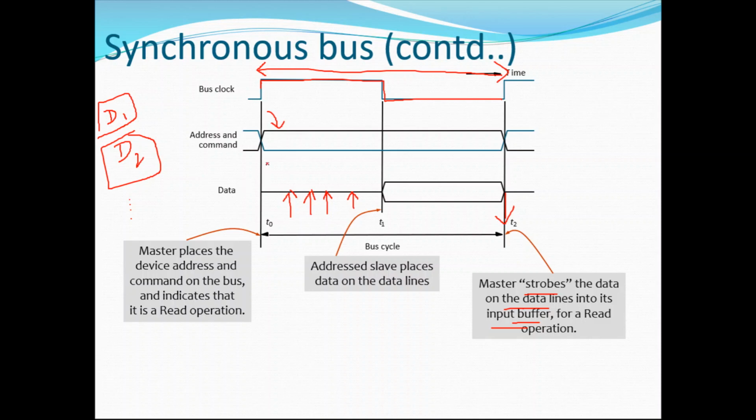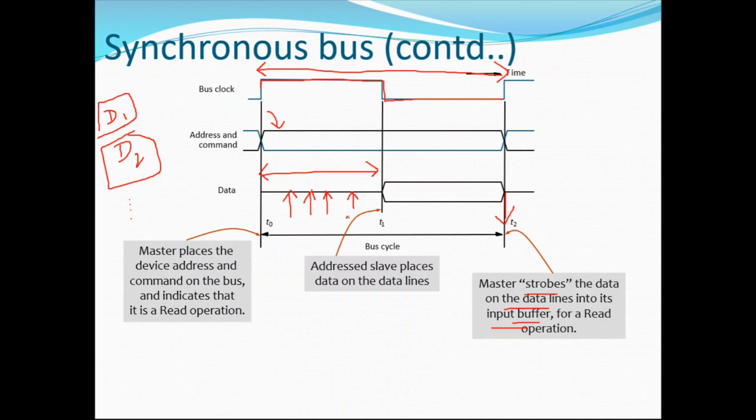Are you getting? So this common clock should be set up based on the slowest device, so that it will ensure that all devices can satisfy the criteria. Okay. So based on the slowest device, these timings were fixed, right? So at T naught, the bus master will place the address and the command signal.